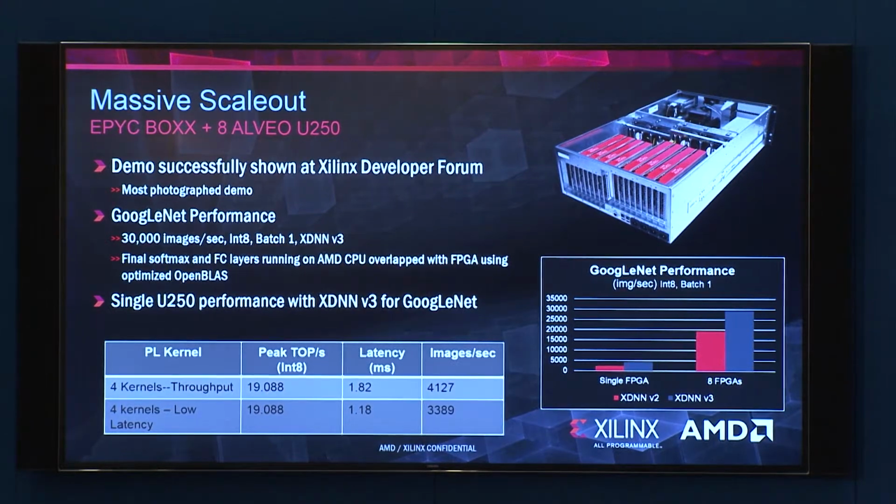And this is something I want to share, a fun project we did recently. We have heard a lot about the EPYC system from AMD. It has the largest number of PCIe lanes available for external compute. So we put 8 Alveo U250 cards in it and did a scale out. By writing simple Python scripts on top, we could get around 30,000 frames per second of GoogleNet V1.